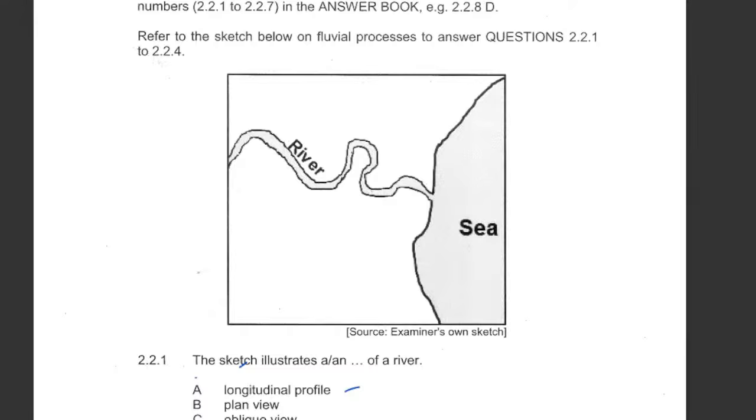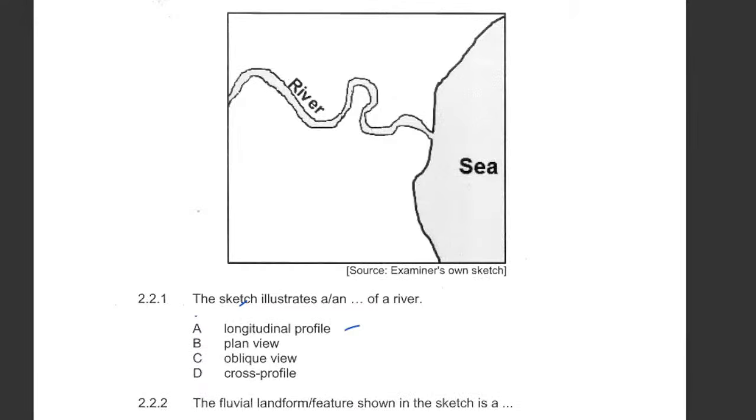Then when we proceed, we have a plan view. A plan view is when you see the horizontal surface. At least you can see the horizontal surface of this one. An oblique view is when you see it from a certain angle, and then the cross-section, bank to bank. So the answer is B. The fluvial landform feature shown on the sketch is what? The meander.